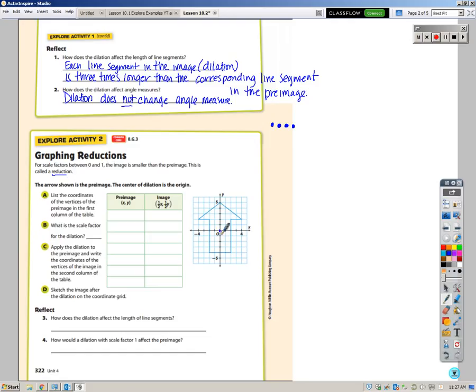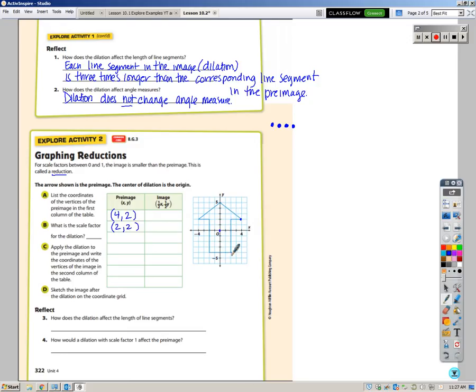That means that we can apply the algebraic rule, where we multiply our scale factor by each x-coordinate and each y-coordinate to get the coordinates of our dilation. So we're going to list the coordinates of the vertices of the pre-image in the first column of the table. Let's go ahead and start over here. That would be 4 and 2. And then you could label these like we did in the last one. You don't have to. Then the next point here, which is 2 and 2.